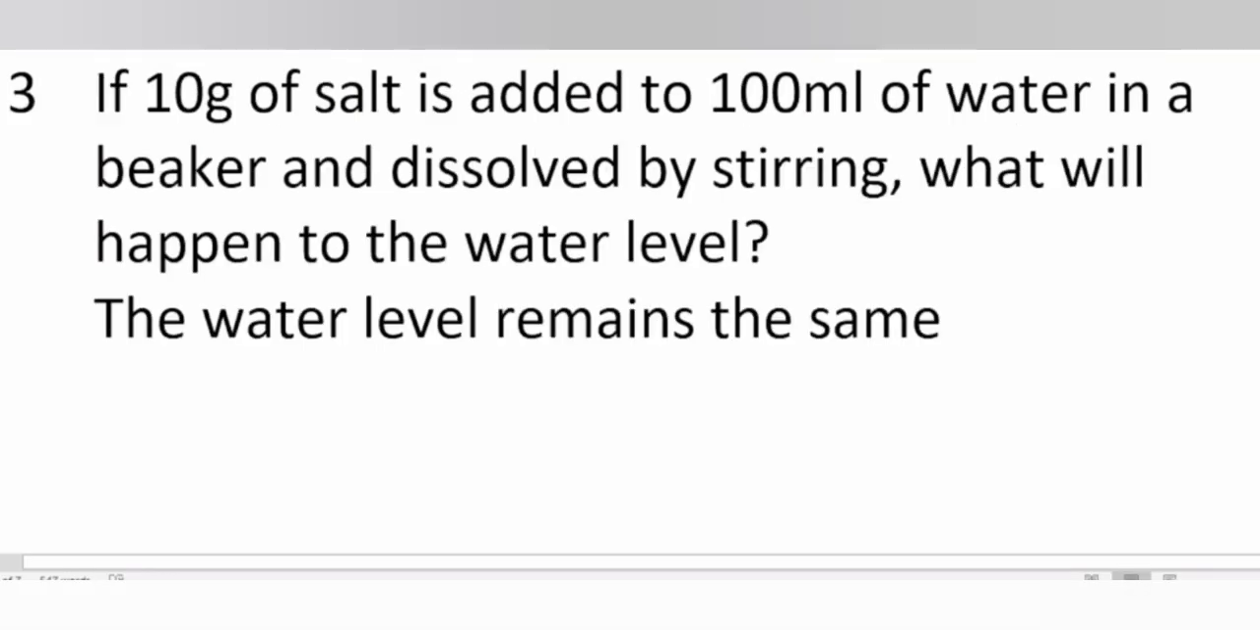If 10 gram of salt is added to 100 ml of water, here we know that salt is a solute and water is a solvent, in a beaker and dissolved by stirring, what will happen to the water level? We have learned that the water level remains the same. Why? Because the solute particles will occupy the space in between the water molecules.